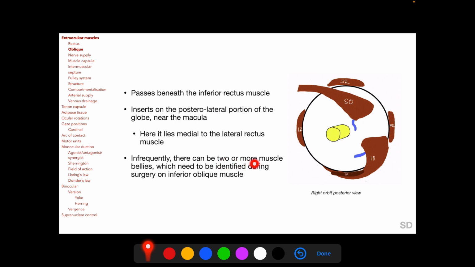Infrequently, there can be two or more muscle bellies which need to be identified during surgery on the inferior oblique muscle, otherwise the effect of the surgery will be suboptimal.